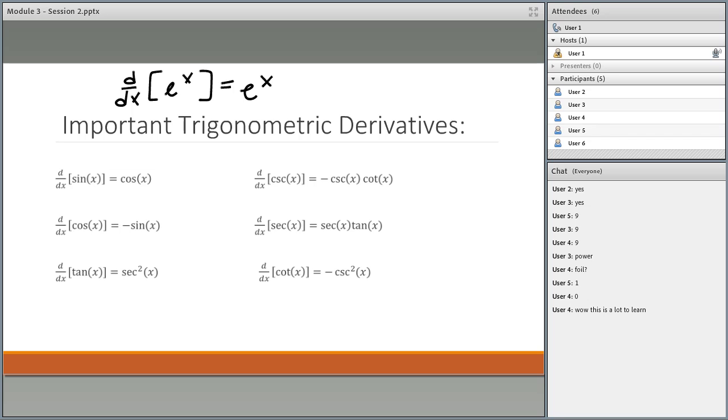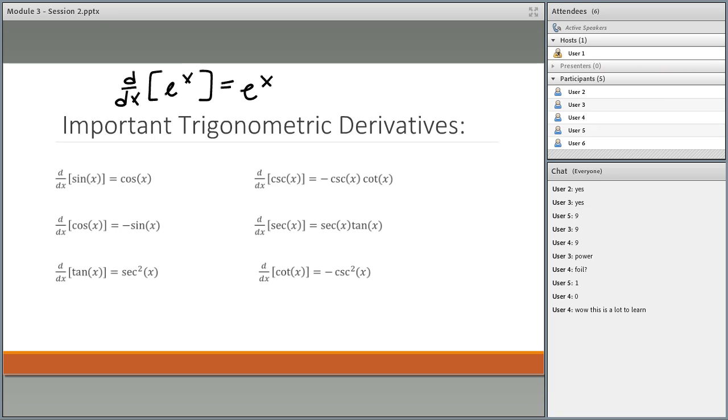The derivative of tangent is secant squared x. Derivative of cosecant x is negative cosecant x cotangent x. Derivative of secant x is secant x tangent x. And the derivative of cotangent x is negative cosecant squared x. One nice thing about these is that you can always have this table written down or printed out, and you can always refer to it when you need to.